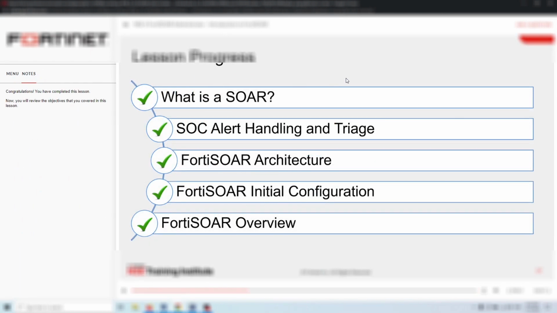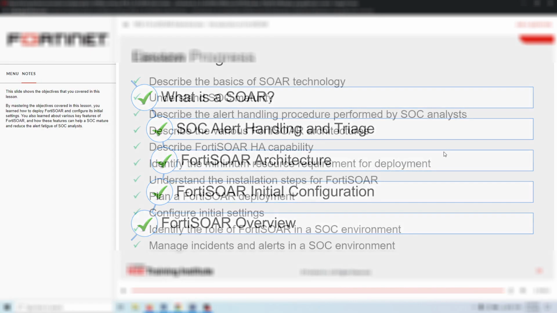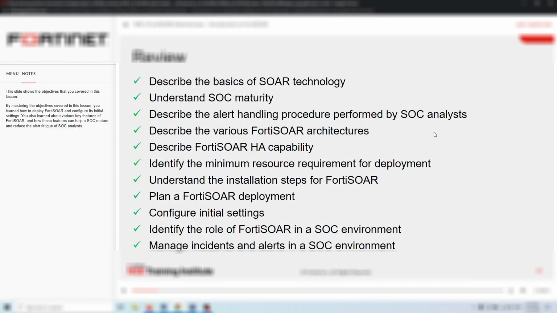Congratulations! You have completed this lesson. Now, you will review the objectives that you covered in this lesson. This slide shows the objectives that you covered in this lesson.